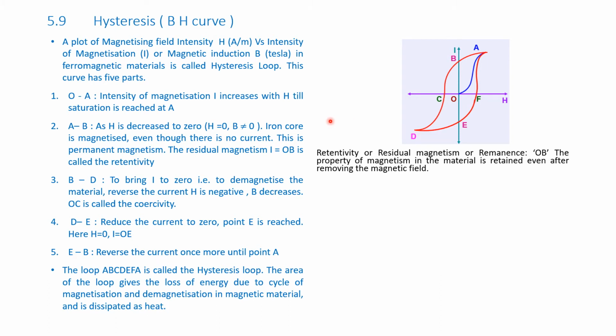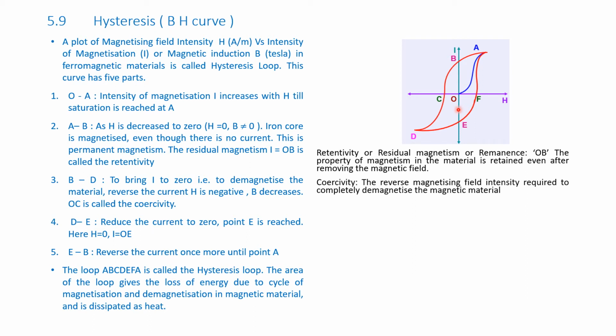Now we will study retentivity, or residual magnetism, or remanence flux density. OB in the figure is the property of magnetism in the material that is retained even after removing the magnetic field. That is, OB is the retentivity even though the value of H here is 0. So retentivity is OB in the diagram.